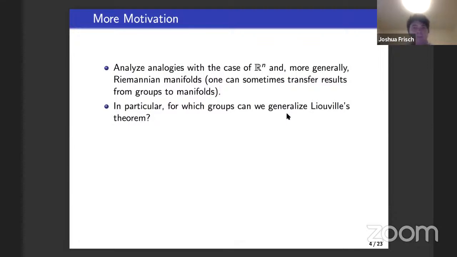In particular, in R^n, there's a really beautiful theorem called Liouville's theorem, which says that all bounded harmonic functions are constant. For which groups can we generalize it? There's also a theorem, also called Liouville's theorem, that says all positive harmonic functions are constant. For which groups can we generalize that?